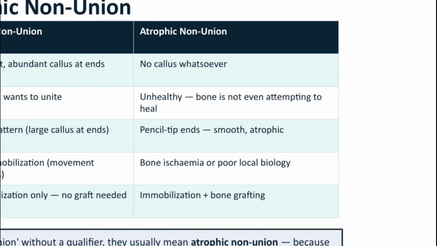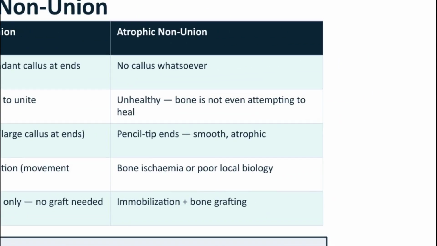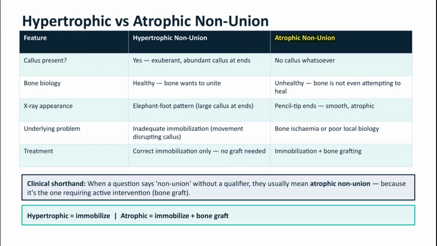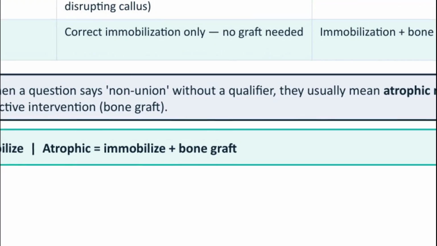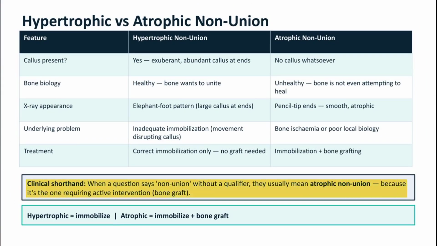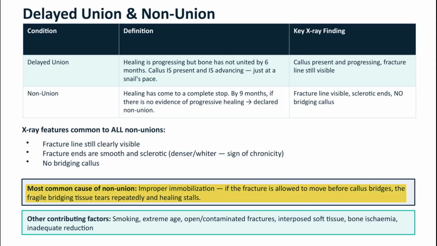In atrophic non-union, there is no callus whatsoever. The bone biology is unhealthy. The bone is not even attempting to heal. The underlying problem is bone ischemia or poor biology, and the treatment is immobilization plus bone grafting. Here's the clinical bottom line. When someone says non-union without a qualifier, they usually mean atrophic non-union, because that's the one that requires active intervention, namely bone grafting.